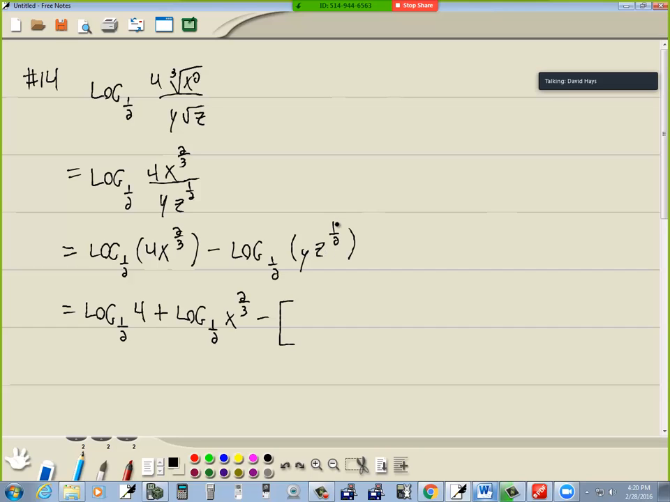Well, same thing here. We got multiplication and we got a power. The power isn't being applied to everything, though. It's just being applied to the z. So the main thing that's happening is multiplication. So this will be log base 1/2 of y plus log base 1/2 of z to the 1/2. Yeah, it is z, isn't it? Let's try it again. z to the 1/2.